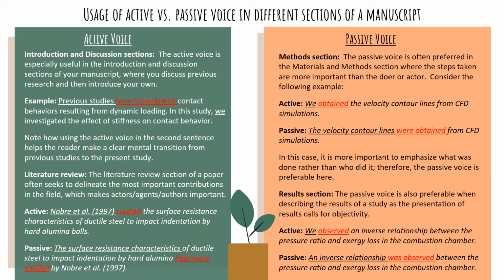Now, the literature review section of a paper often seeks to delineate the most important contributions in the field, which makes actors or agents or authors important. Here is the example. Nobri et al. 1997 studied the surface-resistant characteristics of ductile steel to impact indentations by hard alumina balls.